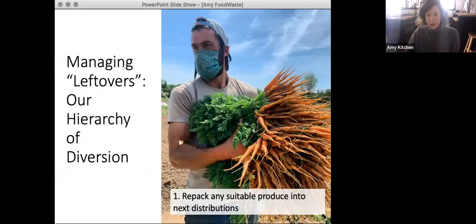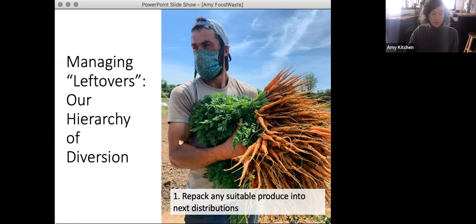Okay, so I have talked about what we do to minimize food waste on our farm during the production and post-harvest areas. But the reality is that you will always end up with some excess somehow. Whether you get a bumper crop or there are sales avenues that you can't take pre-orders for, like the farmers market, sometimes we have leftovers. So what do we do with that? I think we have a good system here, and just for this presentation I coined the term our hierarchy of diversion, which I think is a good way to describe how we think about dealing with leftovers.